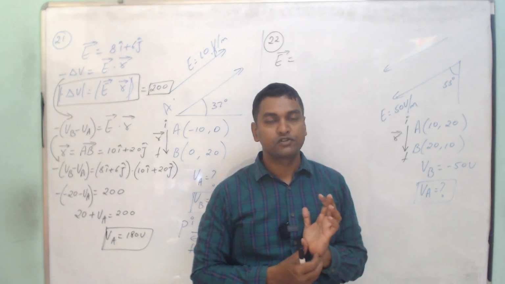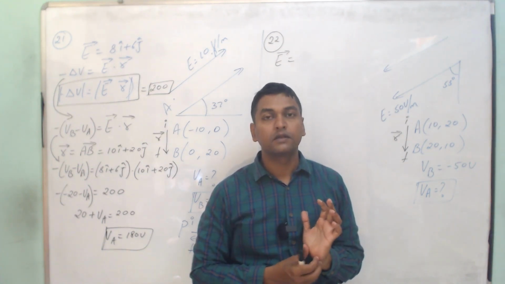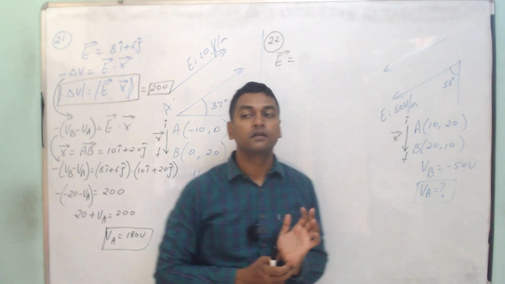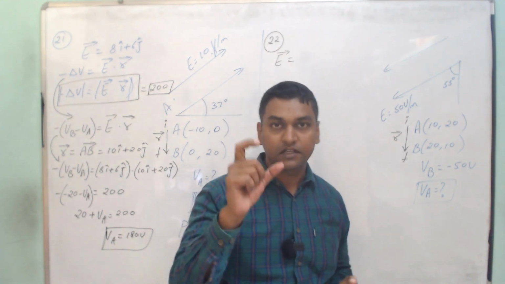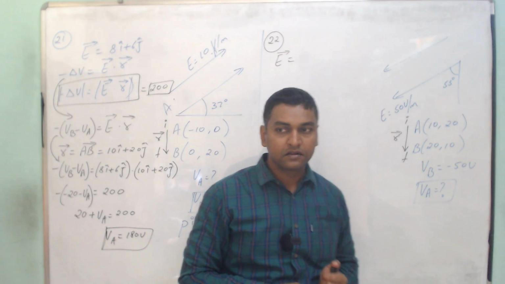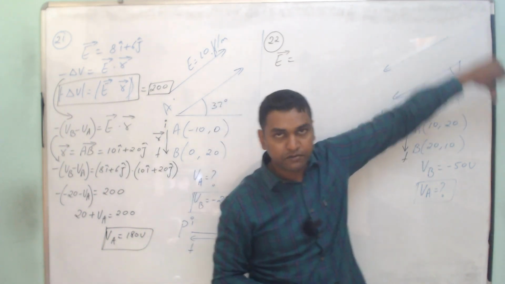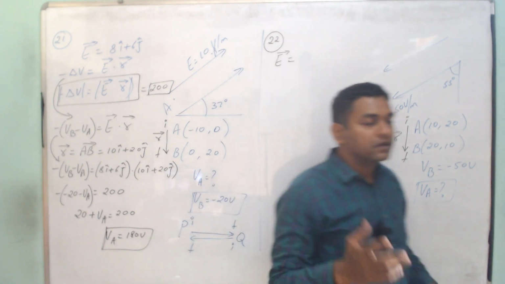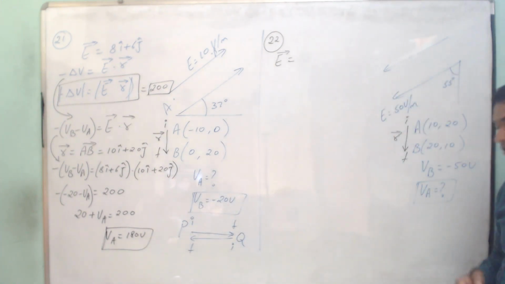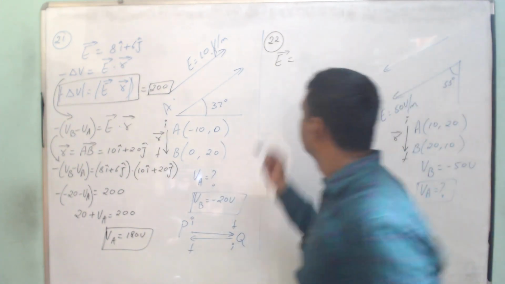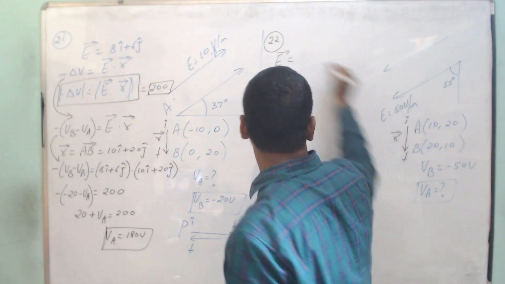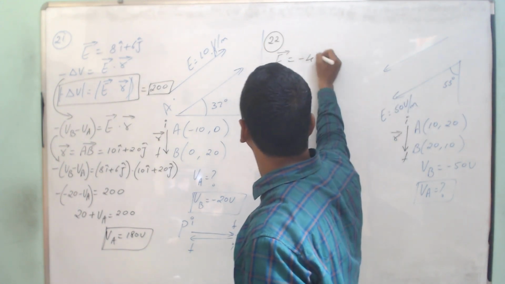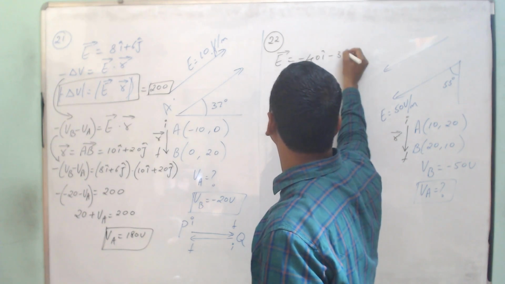What is cos 53? 3 by 5. So adjacent will become 3, opposite will become 4. That way also you can see it. We have 50 over here, right? So minus 40 I cap minus 30 J cap.